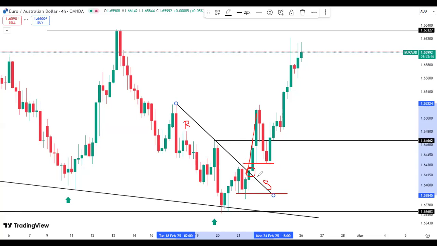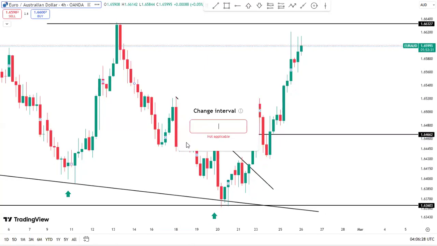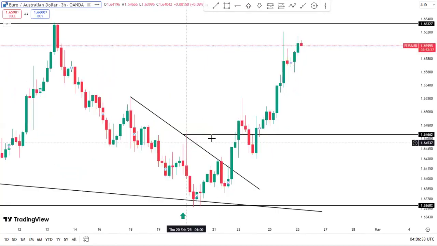And if you continue going down to smaller time frames, you'll find what here? You'll find your support here. Let's go down with the time frame so that you can see what I was talking about. Let's go to 3 hour and see what we get on the 3 hour time frame.